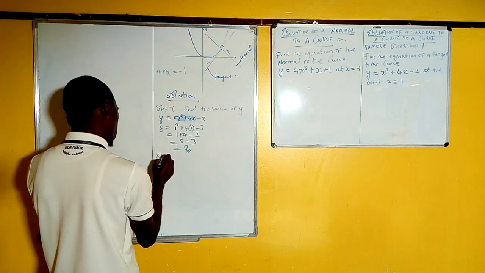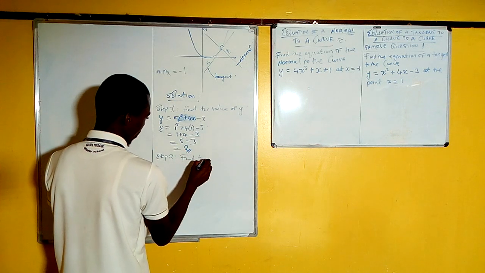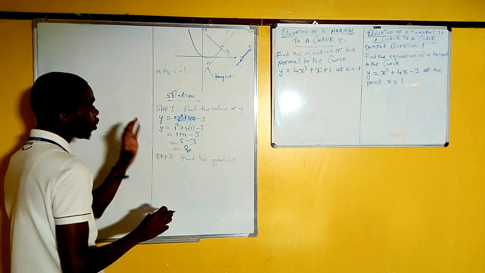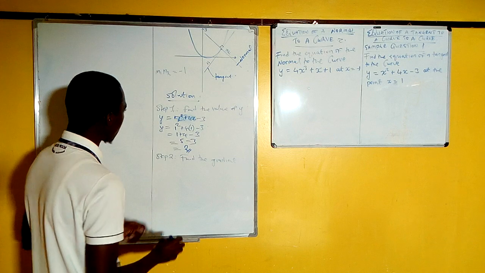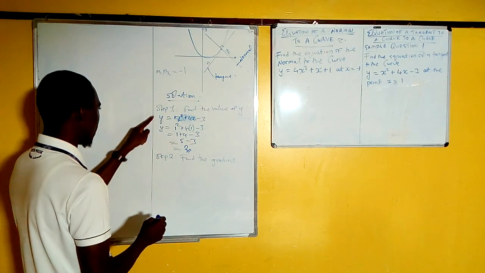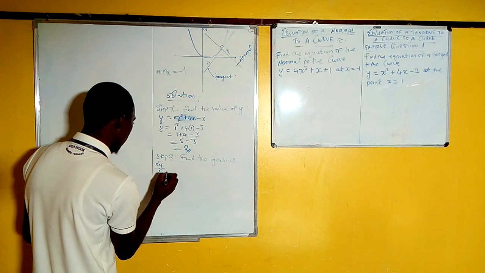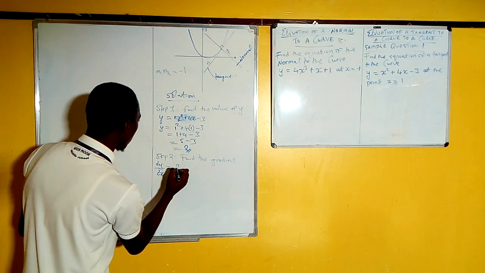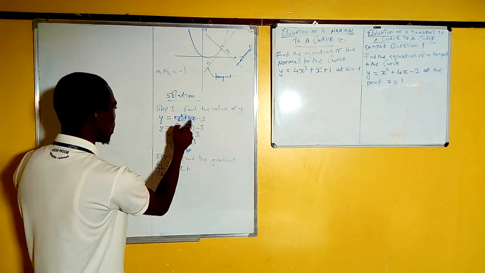Then step 2, now you find the gradient. Remember the gradient function? To find the gradient, we first of all have to find dy by dx of this one. So dy by dx will simply be equal to, the 2 comes down here, we are going to have 2x plus, then this one here, it will be -1.